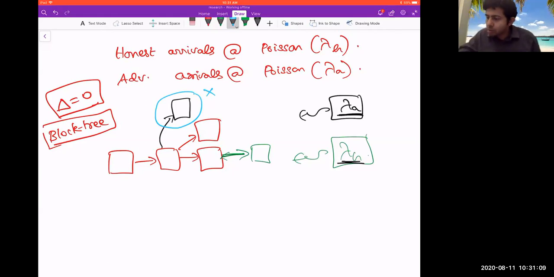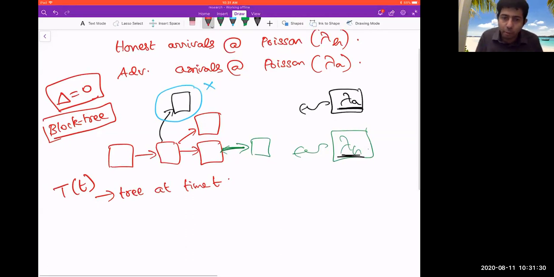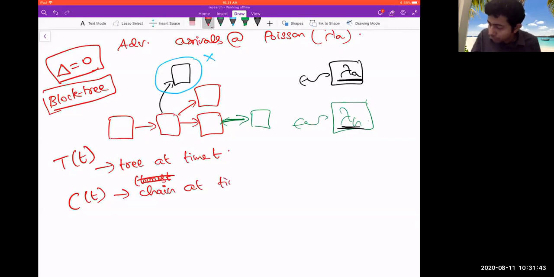So we call this tree T of t, the tree at time t. And honest nodes may not know of this entire tree. The honest nodes may only know about a subtree of this tree. The adversary, we assume, knows everything because we want to give power to the adversary. And we have another concept called C of t. C of t is the honest chain at time t of honest nodes.